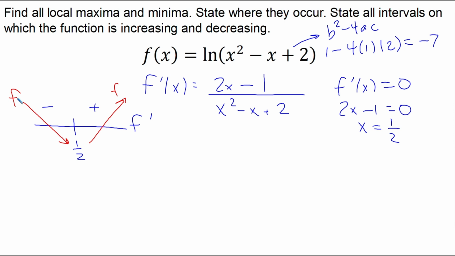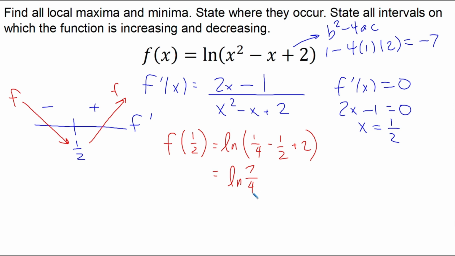And so all we have left to do is just figure out what the value of f of 1/2 is, so that we can actually write out what the local minimum is, and our increasing and decreasing intervals after that. So f of 1/2 is just the natural log of 1/2 squared, which would be 1/4, minus 1/2 plus 2, which, well, 1/4 minus 1/2 is negative 1/4. And if you add 2 to that, you get 7/4. So this is just the natural log of 7/4. So we can say that we have a local minimum of ln 7/4 at x equals 1/2.